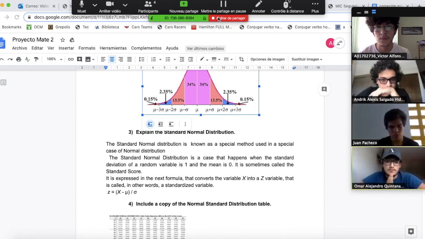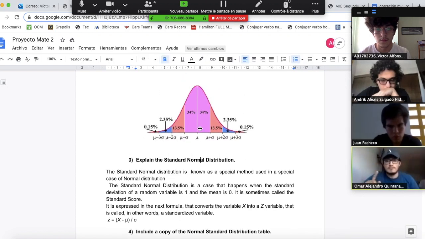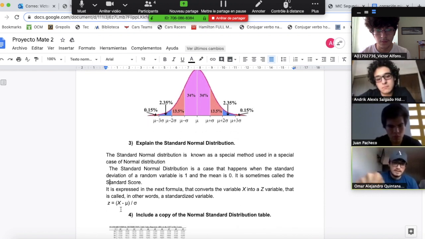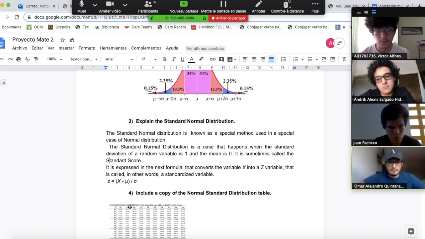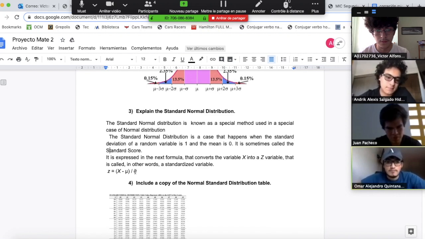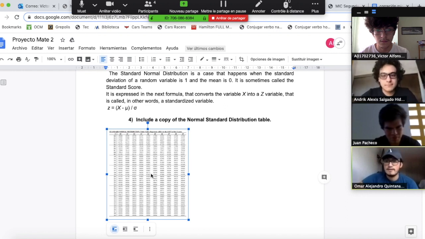So now it's my turn to explain the standard normal distribution. It is a very special case of the normal distribution. It happens when the standard deviation of a random variable is 1 and the mean is 0. This is sometimes also called the standard score. It is expressed in the next formula, which is z equals x minus mu, all divided by sigma. That converts the variable x into a z variable. This is also called a standardized variable.